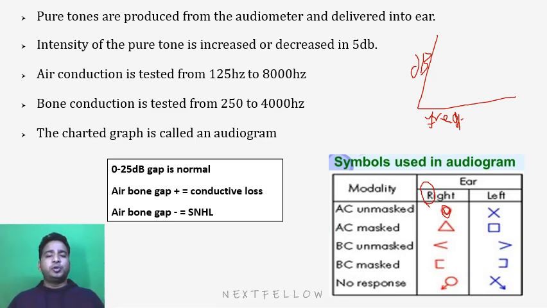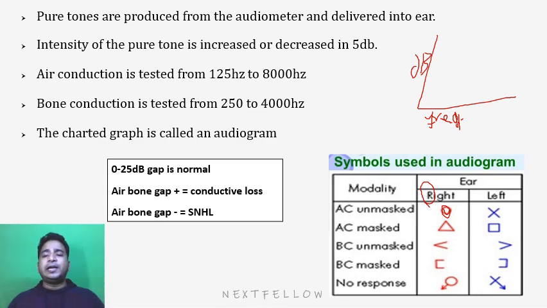So in pure tone audiometry, we detect both air conduction and bone conduction. A 0 to 25 decibel gap between the air conduction line and the bone conduction line is considered normal. If the gap between air conduction and bone conduction is more than 20 to 25 decibel, then we can say it is a conductive hearing loss. And if the gap between the air conduction line and the bone conduction line is not more than 20 or 25 decibel, then it will be a sensorineural hearing loss.